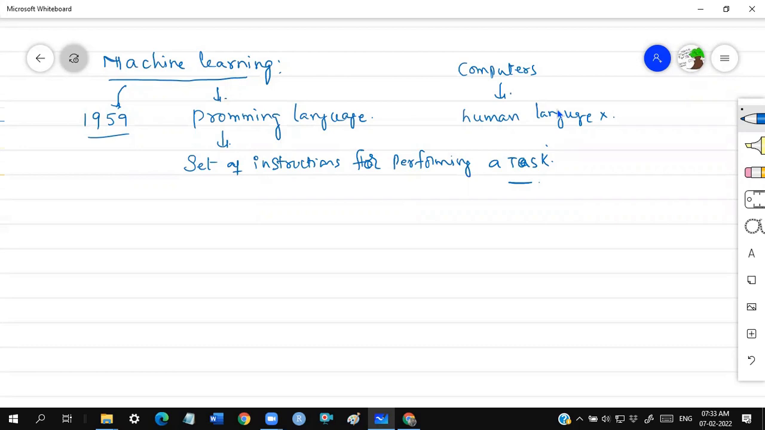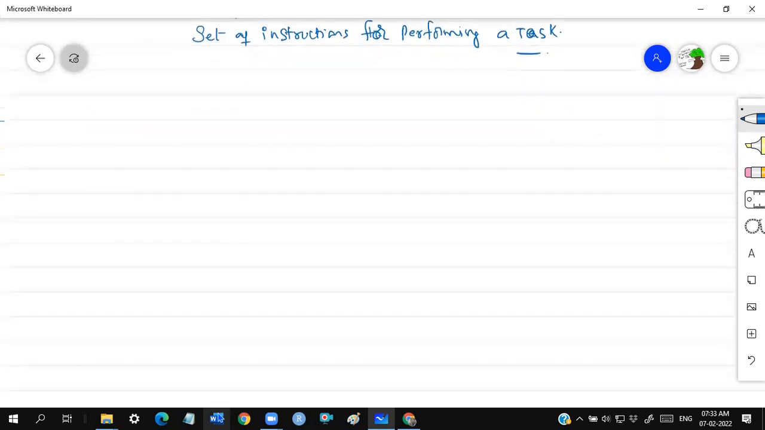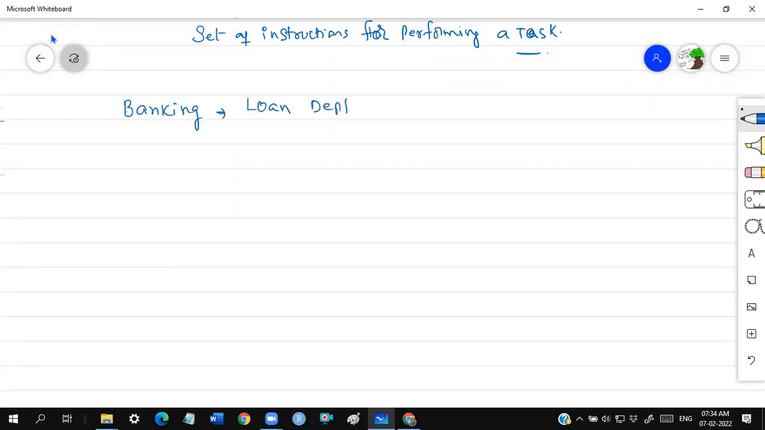Sir, where do you use this machine learning? I'll tell you one small task, guys, a small real life scenario. Let us talk about a small example of a banking scenario. In a bank, we have a loans department. So what is the main role of the loans department?